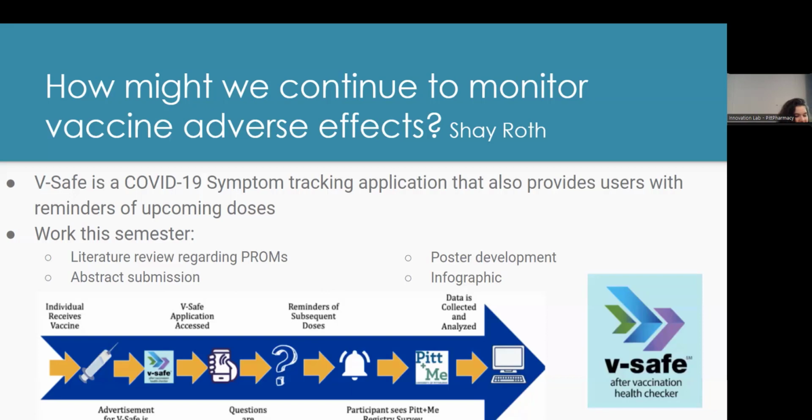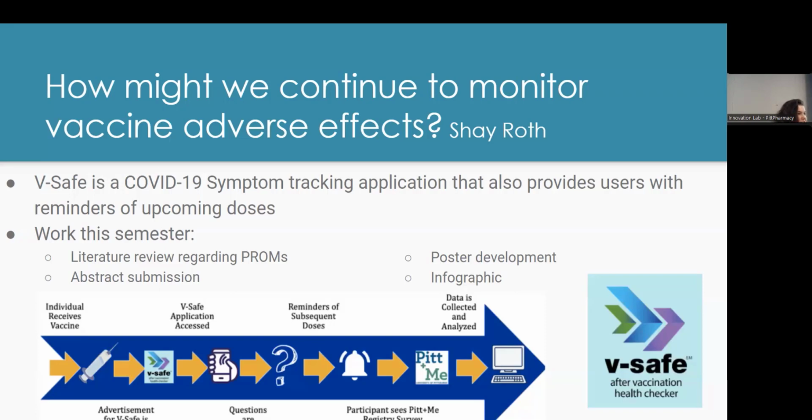So kind of what Phil had said earlier with Canva, I got very used to using Canva this semester and figuring out how to visually represent the research we were doing. So there is a visual I had made describing the methods of the research. An individual would receive the vaccine, advertisement for vaccine, application downloaded, questions answered.